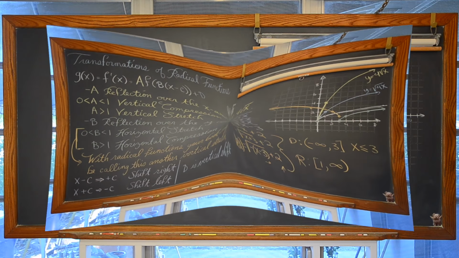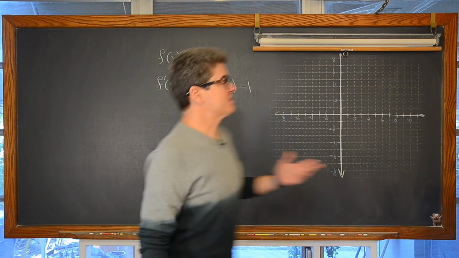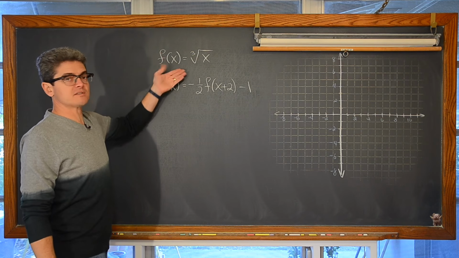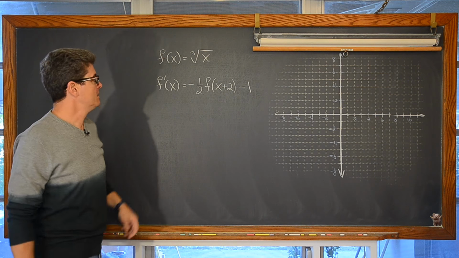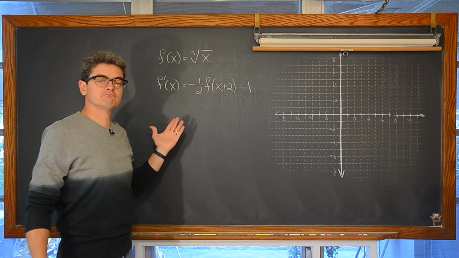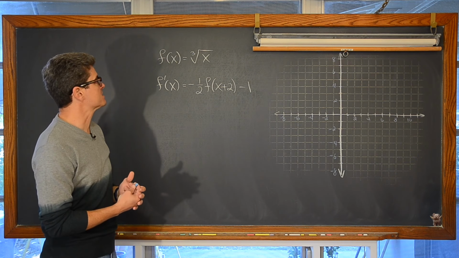Now finally, here we have a different function. y equals, or f of x is the cube root of x. Well, as long as we know what the parent function looks like, we can just apply the transformations like we did in the previous 4 examples.